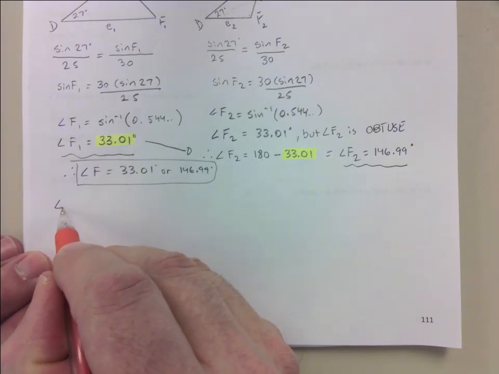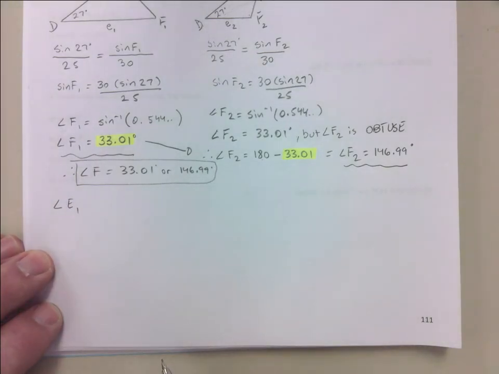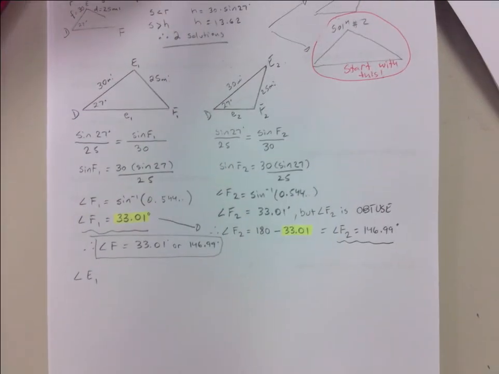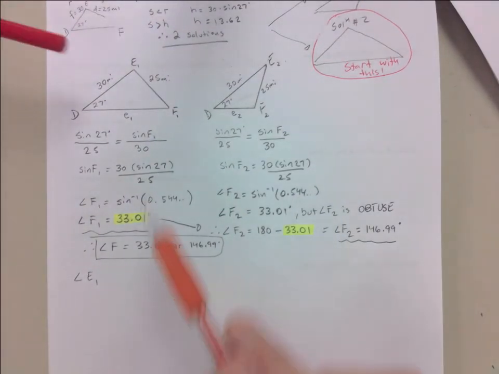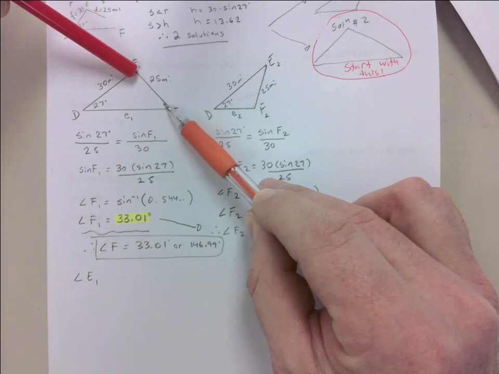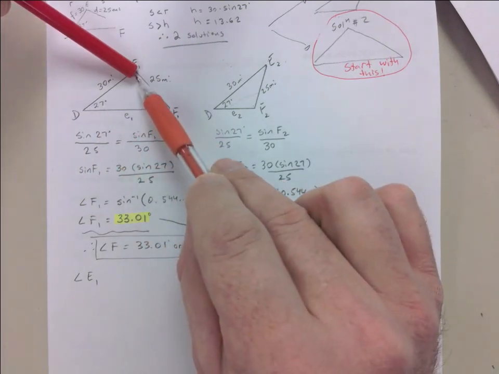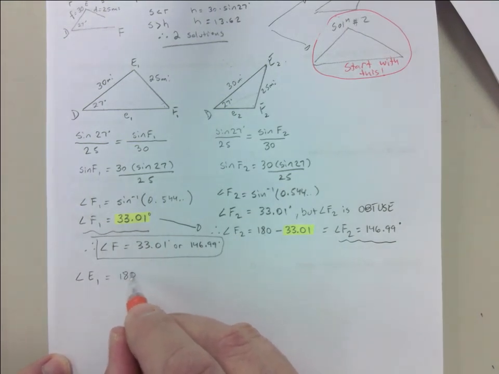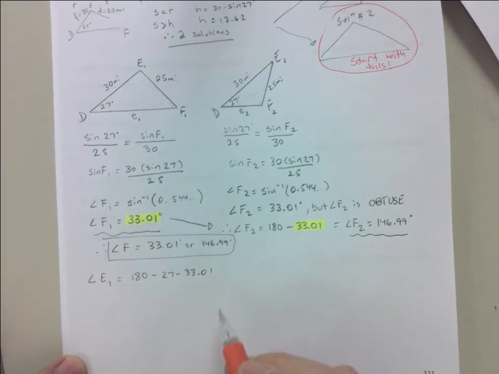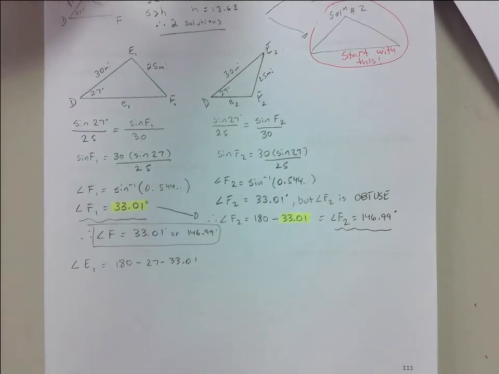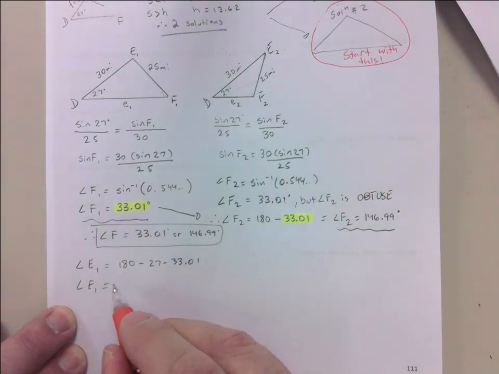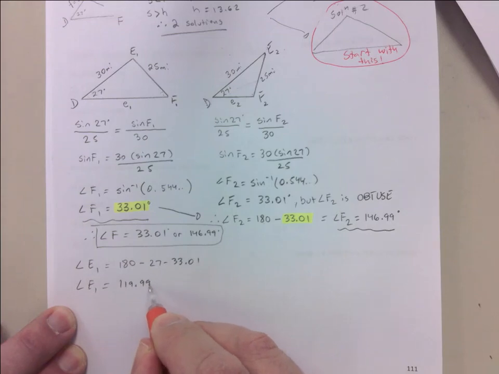What about angle E1? How would I find angle E1? Let me zoom out. How many angles do I now know of this triangle? I know D and I know F1, right? E1 is just taking 180 minus these two angles to get that one. So let's find that real quick. 180 minus 27 minus 33.01. Sorry, you can't see that. I want to have the diagrams on there. Angle E1 is, I already have this figured out, 119.99.